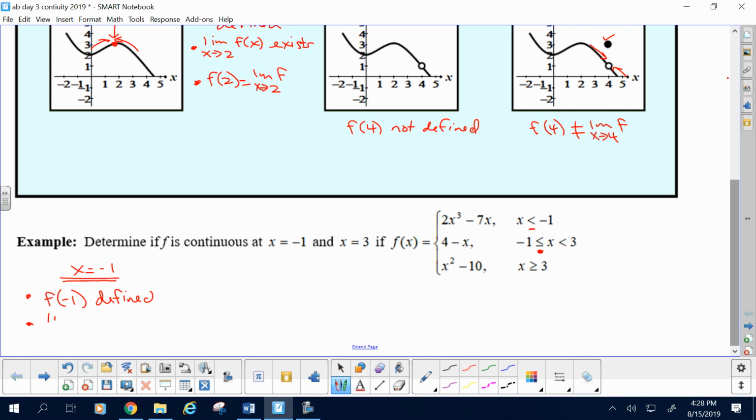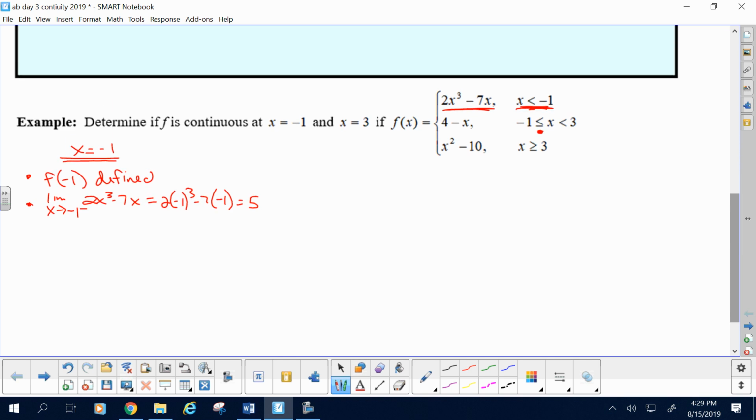What about the limit? Well, you have to do the one-sided limit. So this is actually two things you're going to need to do. -1 from the left, or less than, means use this branch. So I'm going to take the limit as x goes to -1 on 2x cubed minus 7x first. And that would approach 2 times -1 cubed minus 7 times -1. That's -2 plus 7, or 5. From the left, the y values are getting closer and closer to 5.